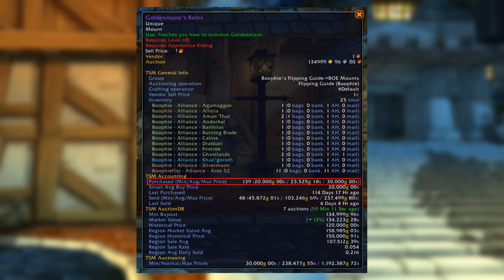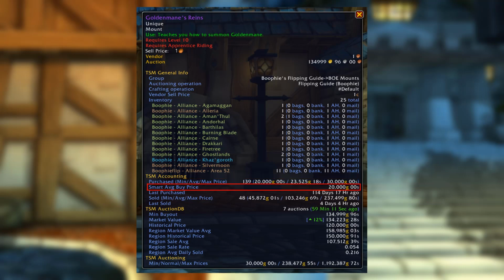Moving on, if you have the accounting turned on and the tooltip settings to show this, you will be able to see the purchase price, and it will have the min price, the average price, and the max price that you've paid. And that can come in very handy to know how much you've actually paid for an item, especially if you're flipping them. You'll know exactly what you've paid in the past, so you know how much to sell them for, so you can make a profit.